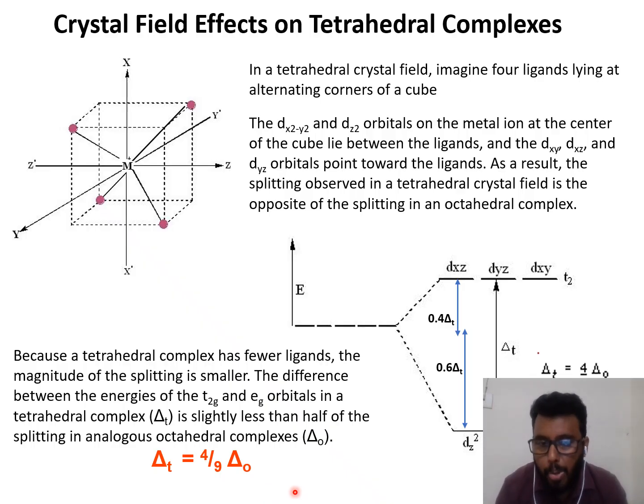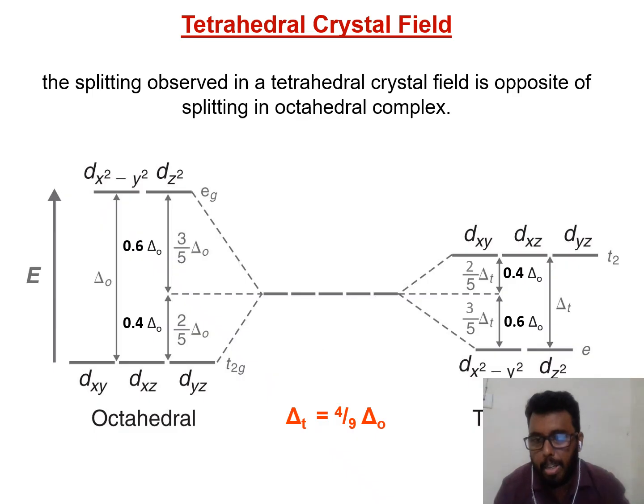Why does it happen so? Remember, in an octahedral complex there are 6 ligands. In a tetrahedral complex fewer ligands are there. How many? 4 ligands. So compared to 6, 4 is less in number. So obviously less ligand, less electrostatic repulsive force, and as a result the splitting energy will be half of the octahedral splitting energy. Just remember that.